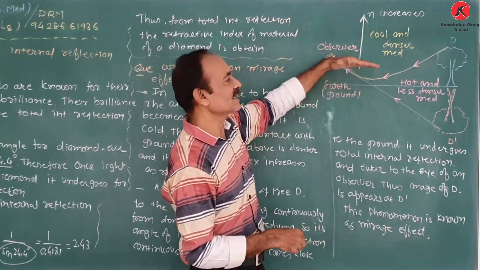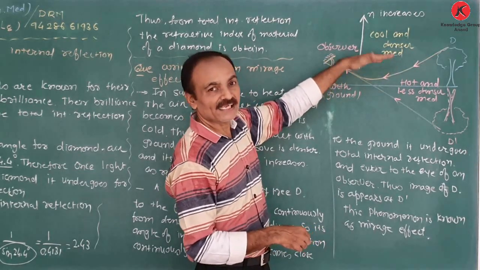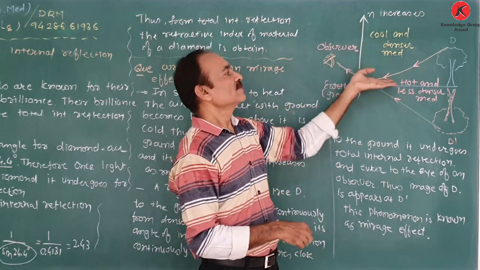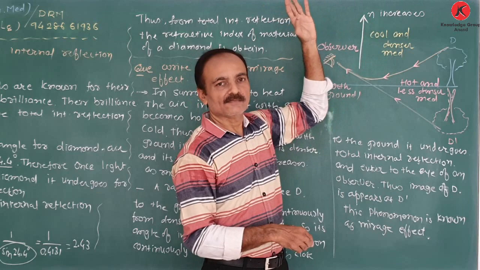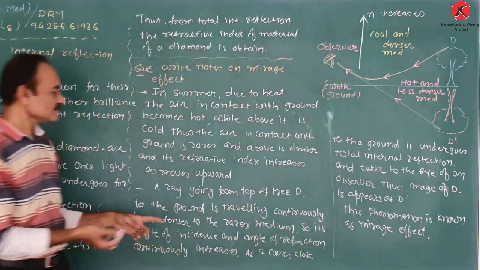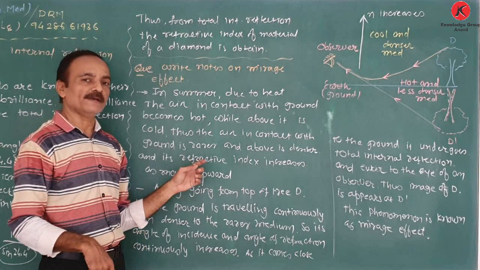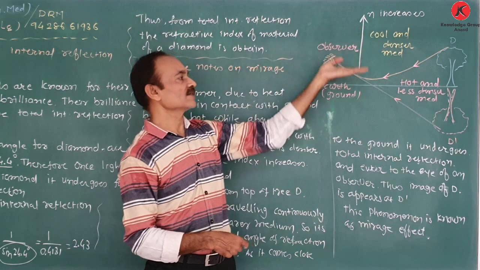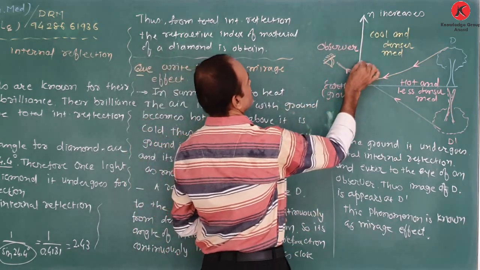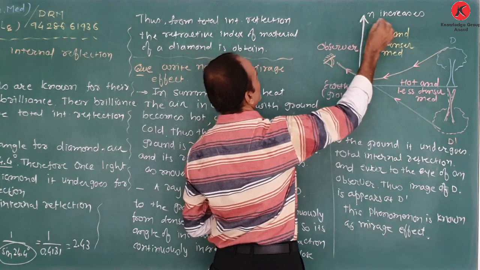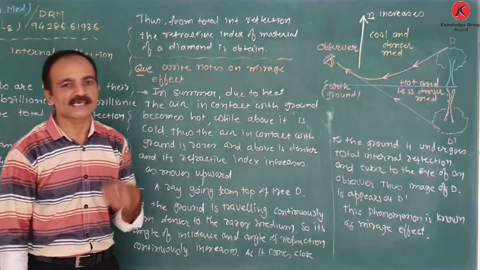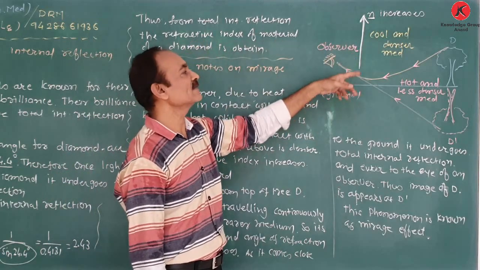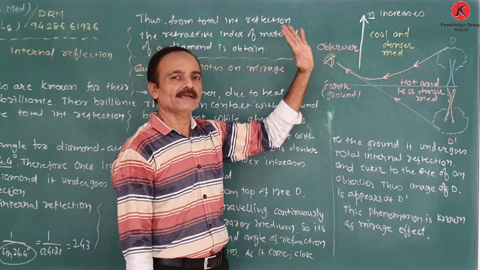Right? Here there is no direct interface between the rare and denser medium, but going up from the ground, the air becomes more and more dense. Therefore, the refractive index of the air increases as we move upwards from the ground. As we move upward from the ground, the refractive index n of the air medium continuously increases. Therefore, the medium above the ground has a continuously changing refractive index.